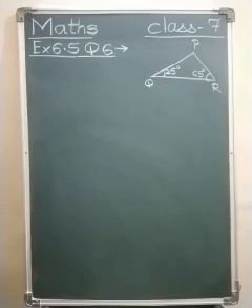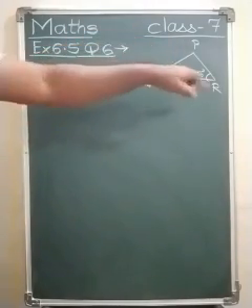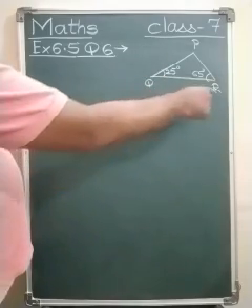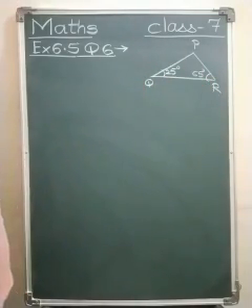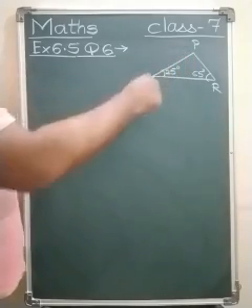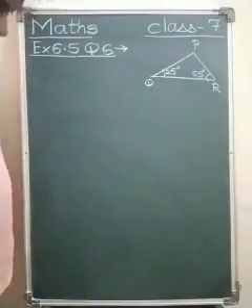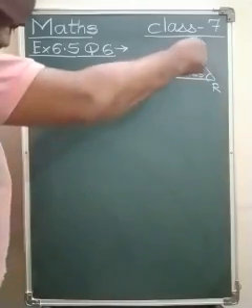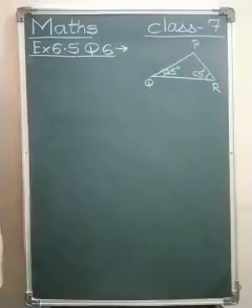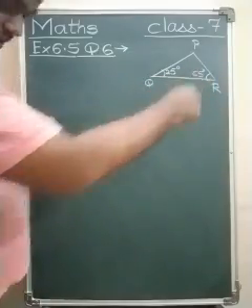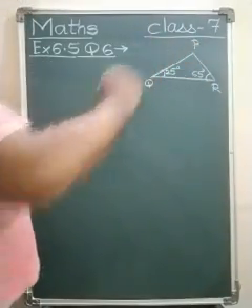Okay, question number 6. This is the sum that a triangle PQR is given and angle Q is 25 degrees, angle R is 65 degrees, and they have asked which is true: PQ square plus QR square equals RP square, or PQ square plus RP square equals QR square, or RP square plus QR square equals PQ square.